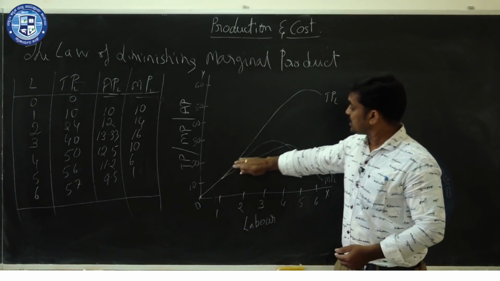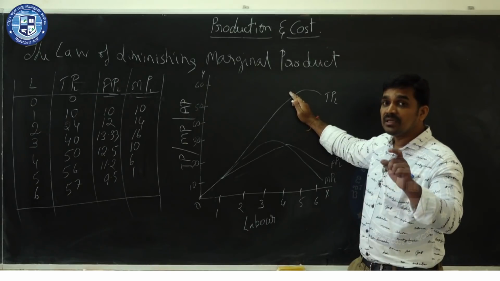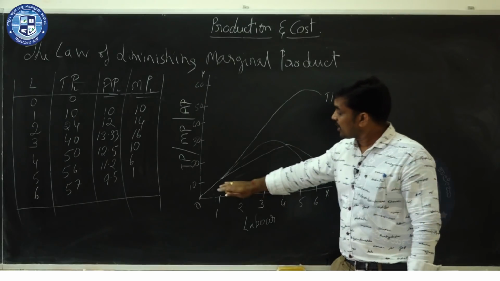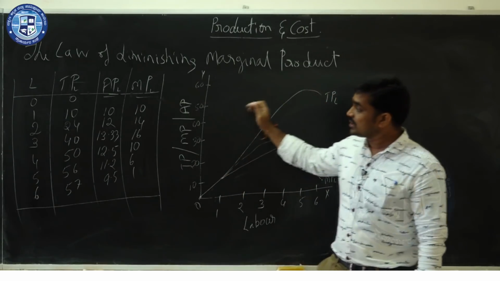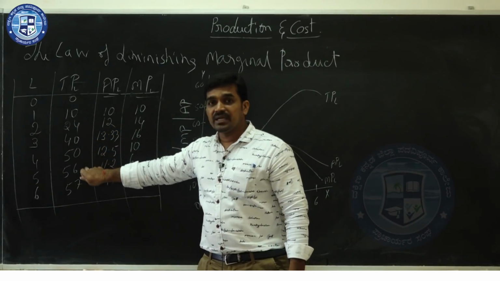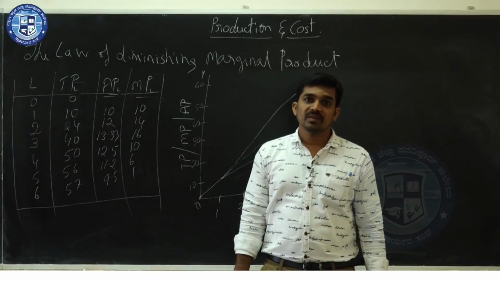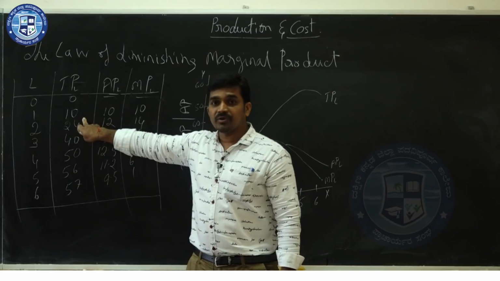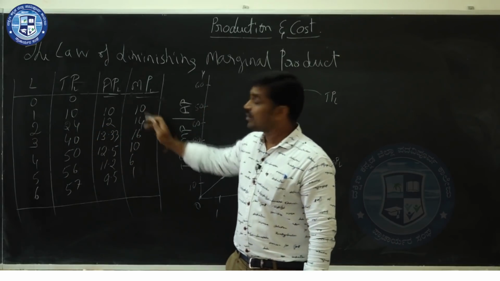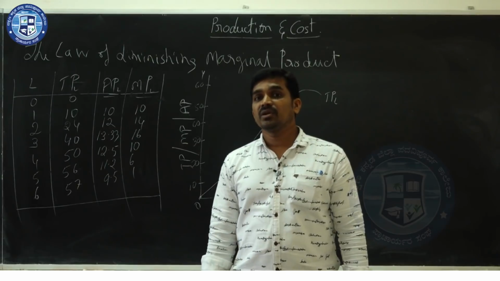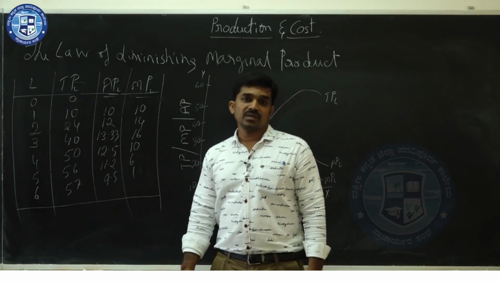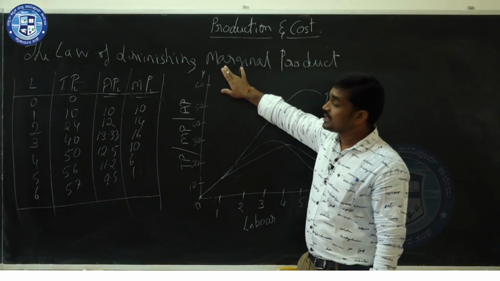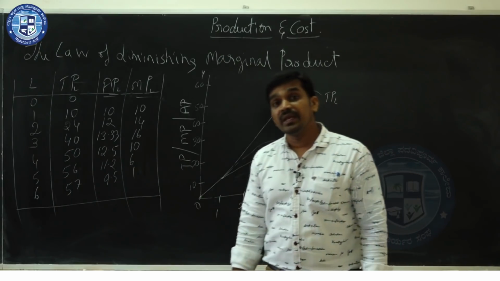Total product continuously increases, but the rate of increase is not constant. The rate of change in total product is indicated by marginal product. It means the change in total product we consider as marginal product. And this law, as I already mentioned, is also referred to as the law of variable proportion.